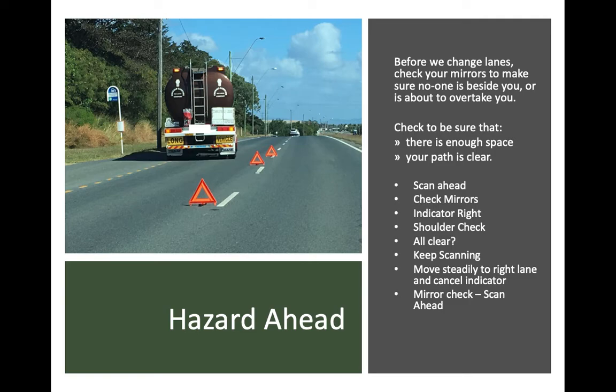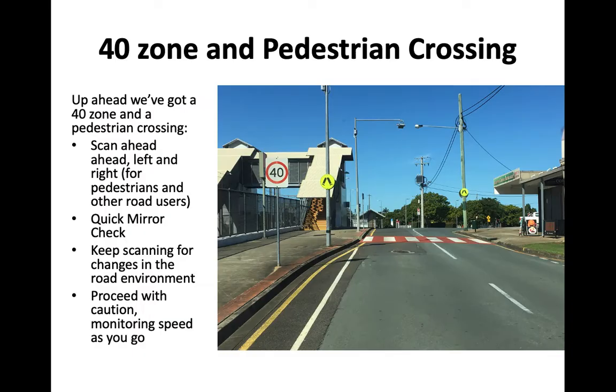Mirror check, scan ahead. Up ahead we've got a 40 zone and a pedestrian crossing. Scan ahead, left and right for pedestrians and other road users. Quick mirror check. Keep scanning for changes in the road environment. Proceed with caution, monitoring speed as you go.